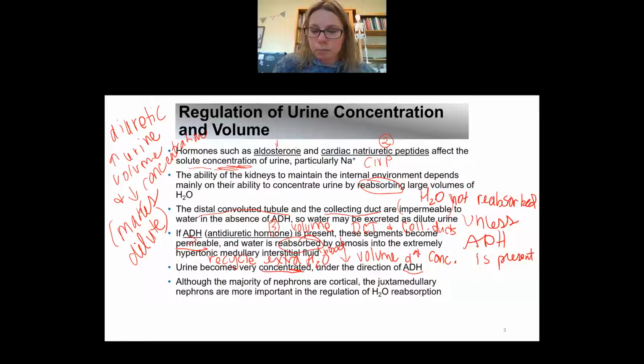And then remember those juxtamedullary nephrons. Those are the ones that work to really regulate water reabsorption. They sit very close to the medulla and have the very long tubules that we talked about in the first class on this chapter.